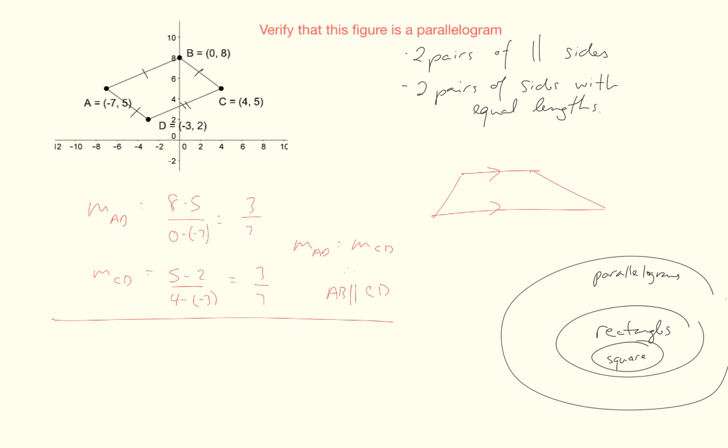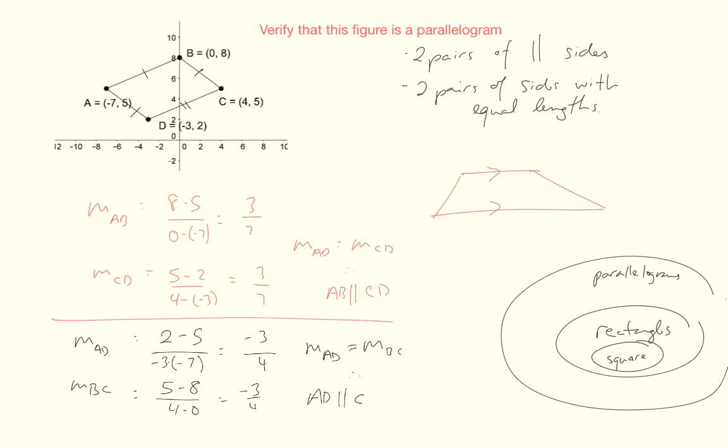I might also want to prove that the slope of AD, and check that against the slope of BC. Here we go, AD. D is the y value is 2 minus 5 over the x value is negative 3 minus negative 7. That's negative 3. I missed a minus there. Negative 3 plus 7 would be 4, so we have a slope of negative 3 over 4. BC is 5 minus 8 over 4 minus 0. It looks like I get negative 3 over 4. So the slope of AD equals the slope of BC, therefore AD is parallel to BC.